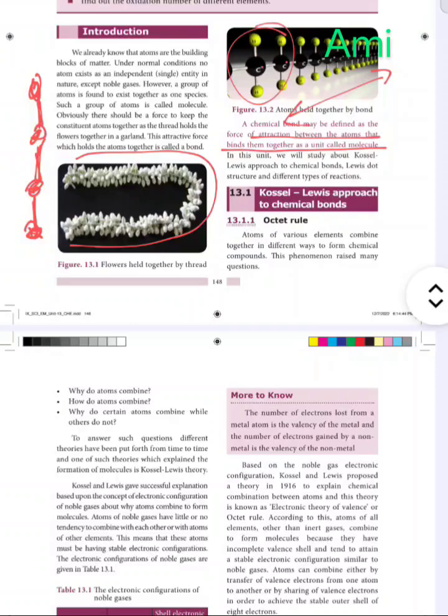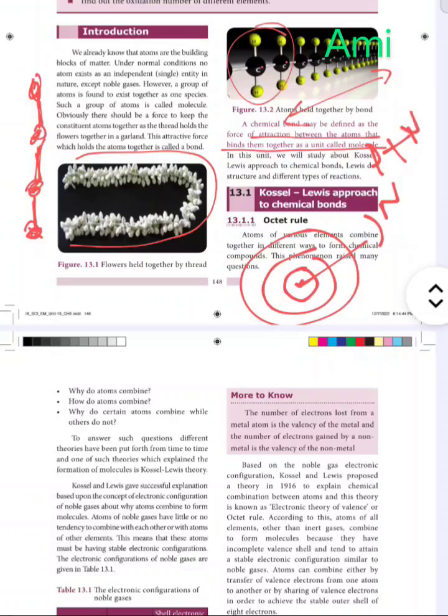The octet rule is nothing but about the shell. If you take the structure of the atom, here is the nucleus where you have proton and neutron, and in the shell orbits there are surrounding electrons. The shells are named K, L, M and N. These are the shells present in the atom. Each shell carries electrons, and this flow of electrons is responsible for electricity too.